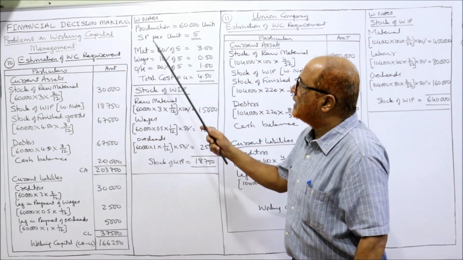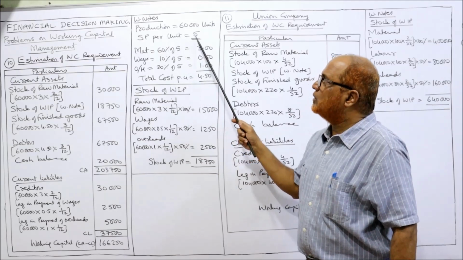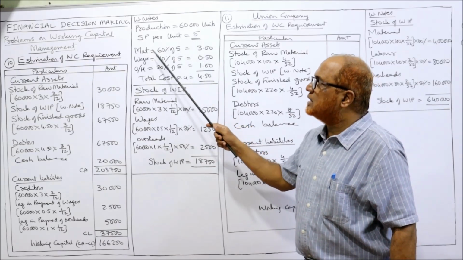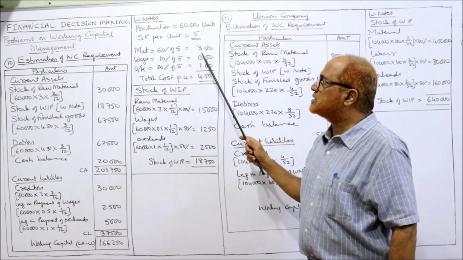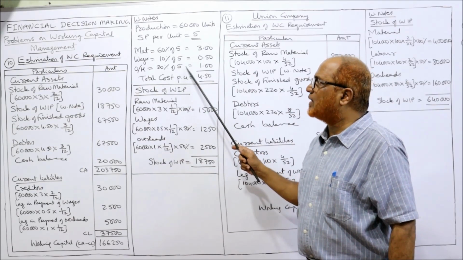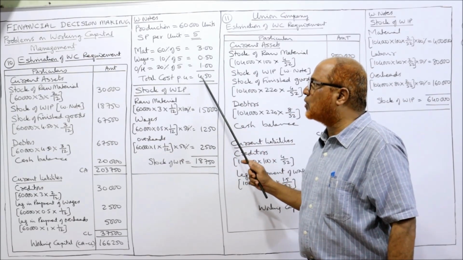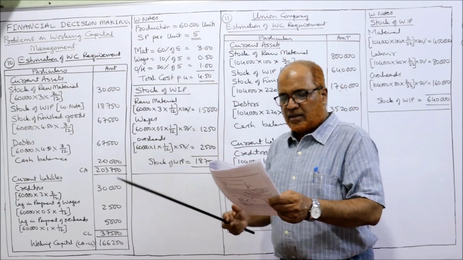So in working note we'll calculate like this. Production 60,000 units. Selling price per unit 5 rupees. Raw material is 60% of selling price. So 60% of 5 rupees is 3 rupees. 10% of 5 rupees, 50 paisa. 20% of 5 rupees, 1 rupee. So total cost is 4 rupees 50 paisa per unit. This is the new point.